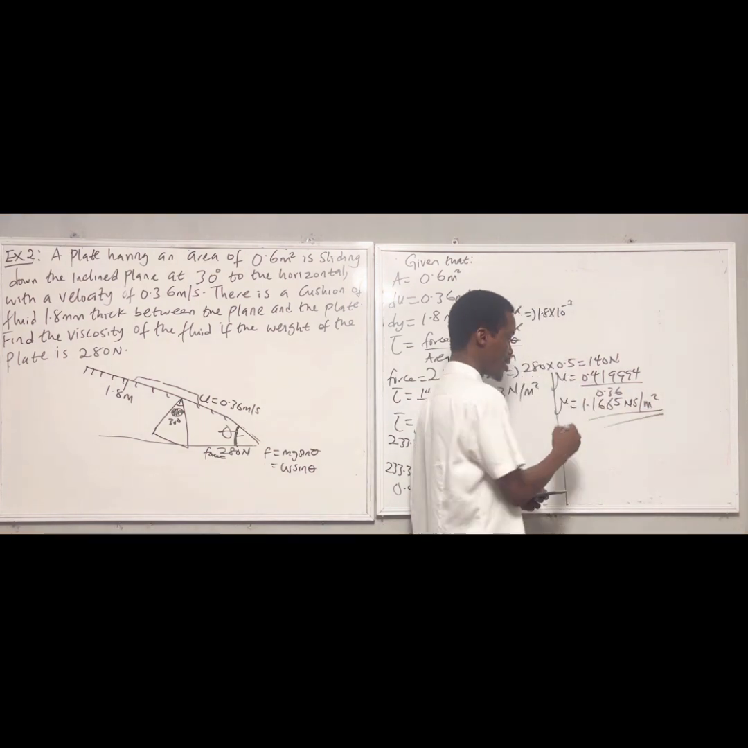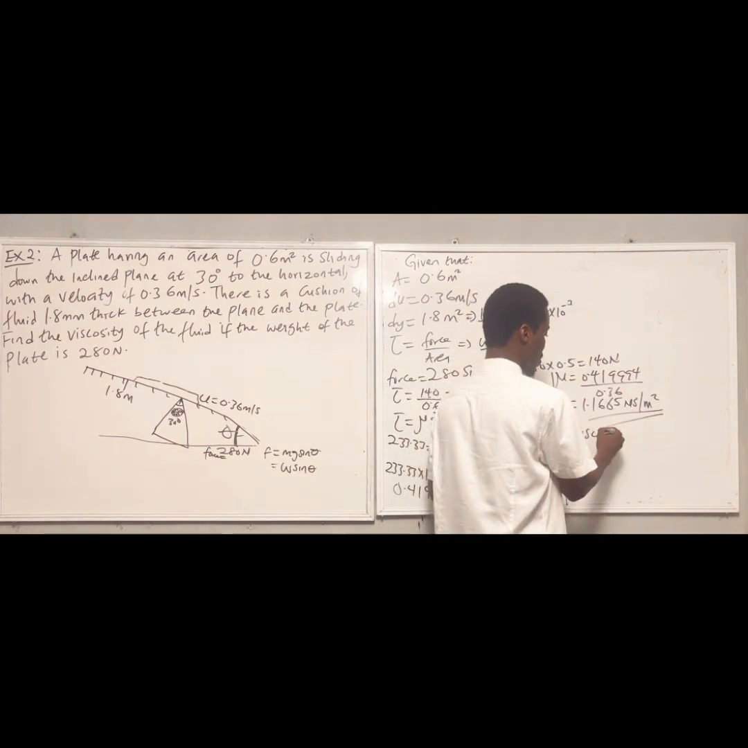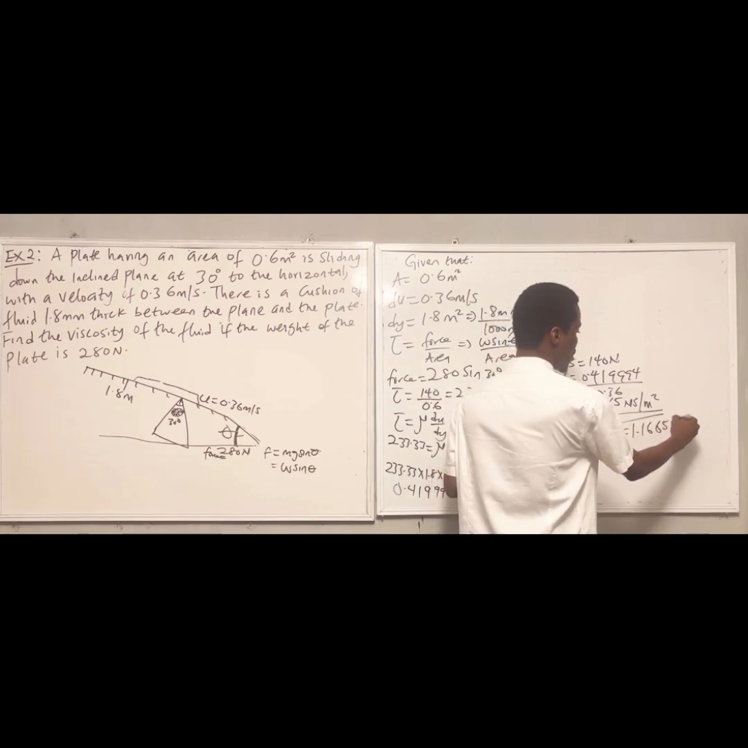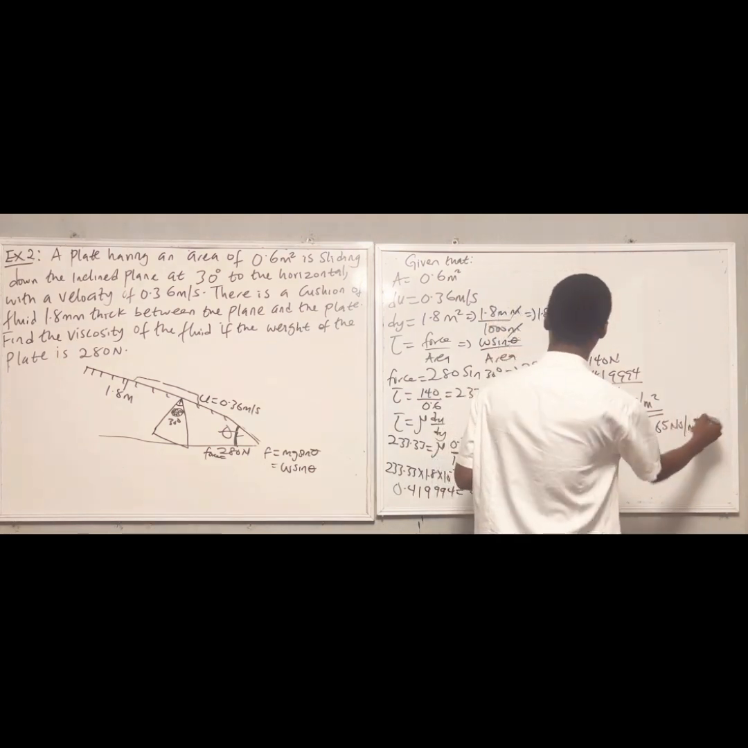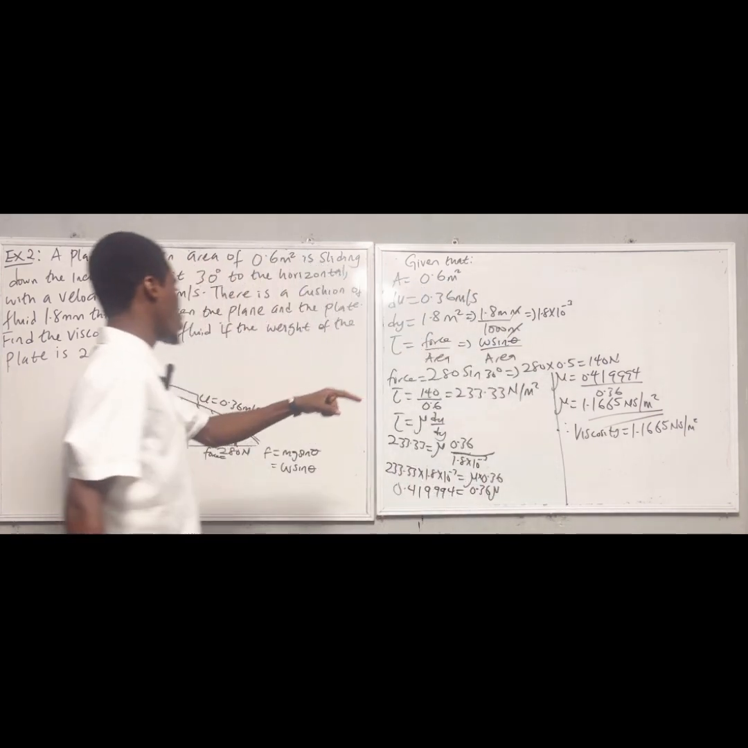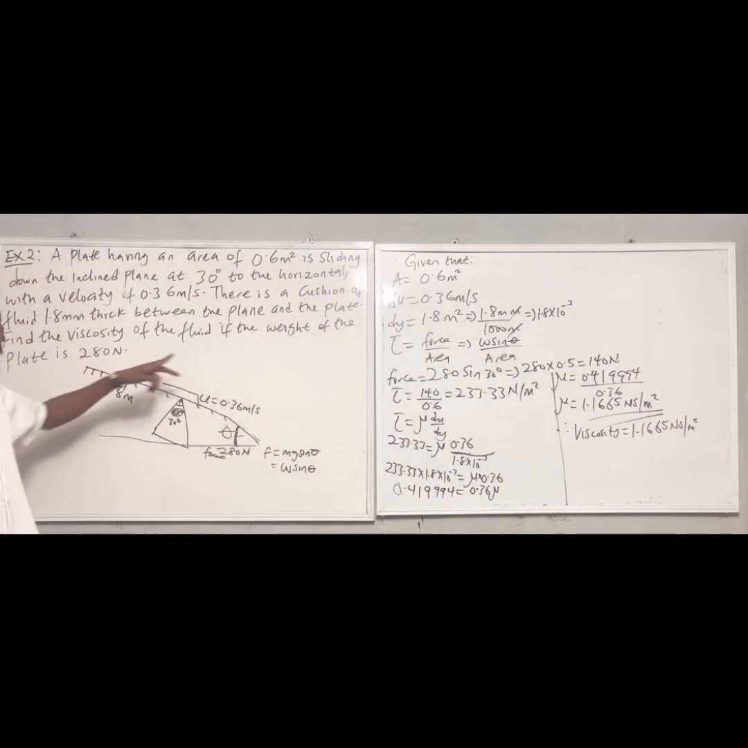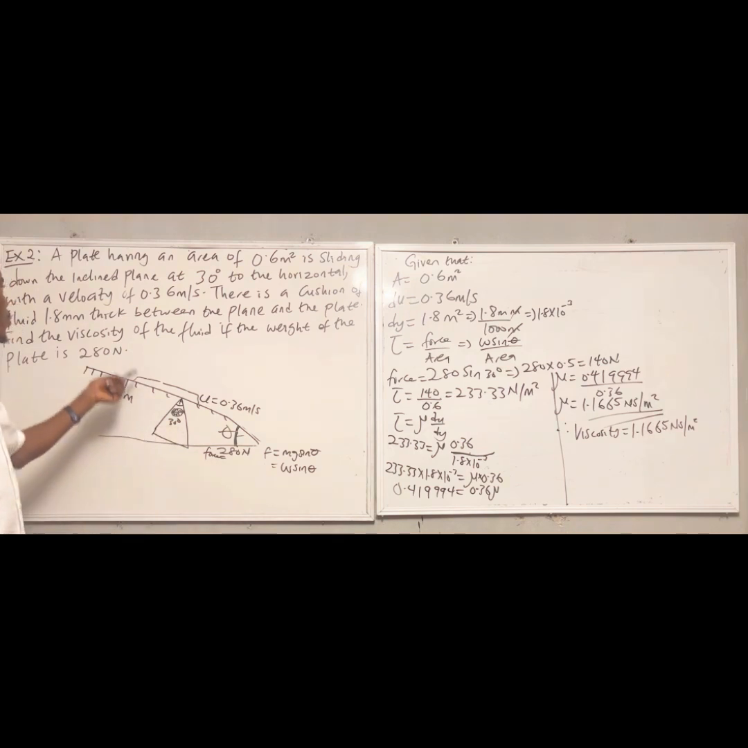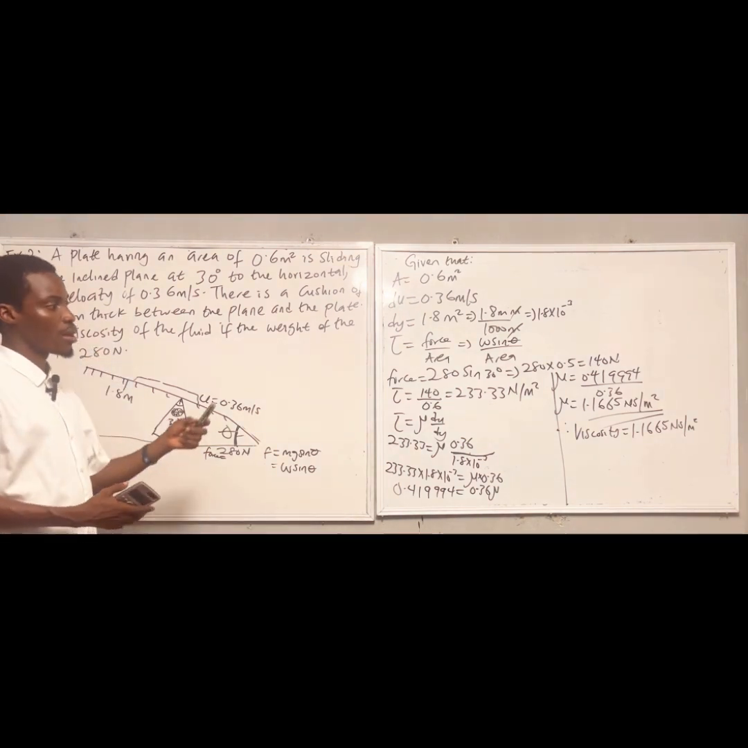That is, my viscosity is 1.1665 Newton second per meter square. So therefore, the viscosity of the fluid, if the weight of the plate is 280 Newton, is 1.1665 Newton second per meter square. So this is the solution of the given problem above. So we have gotten our viscosity.